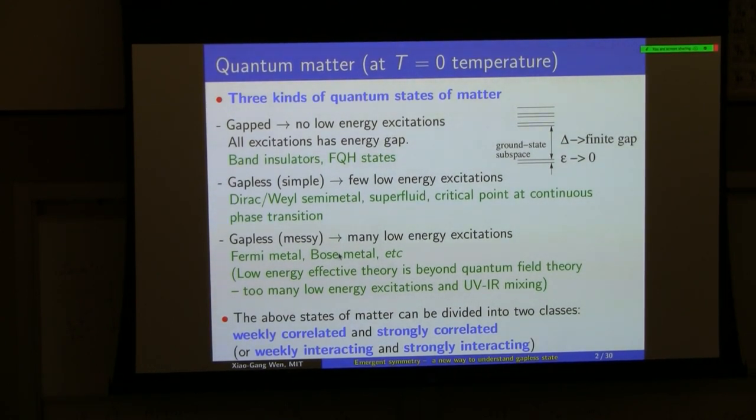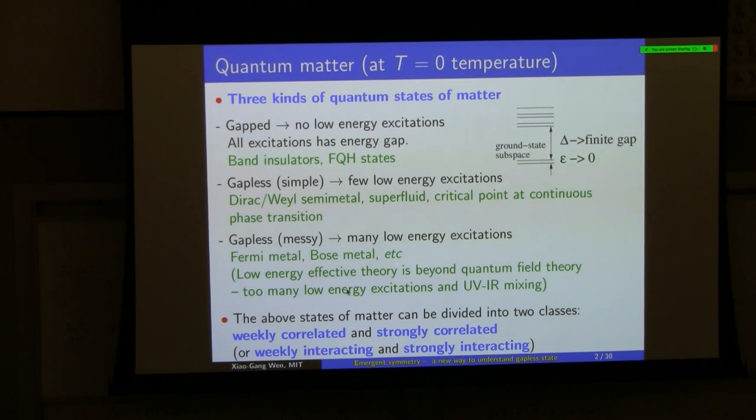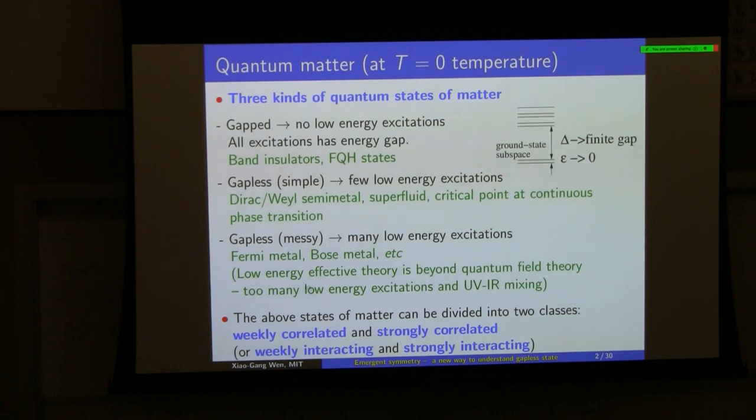The third one is also gapless, but kind of messy. It's like a Fermi liquid with a Fermi surface. Then there's a lot of low energy excitations, and so we say kind of messy. That also means that the low energy effective theory describing this Fermi surface can be very strange. I almost want to say that it is beyond quantum field theory. In a sense, if you really want to use quantum field theory to describe a Fermi liquid, you may need a field theory with an infinite number of fields. So something really strange. So we call that messy.